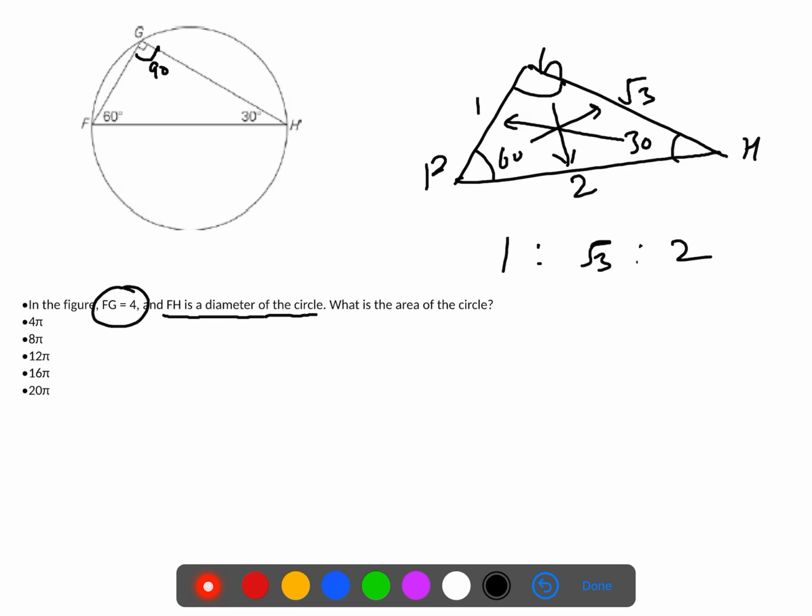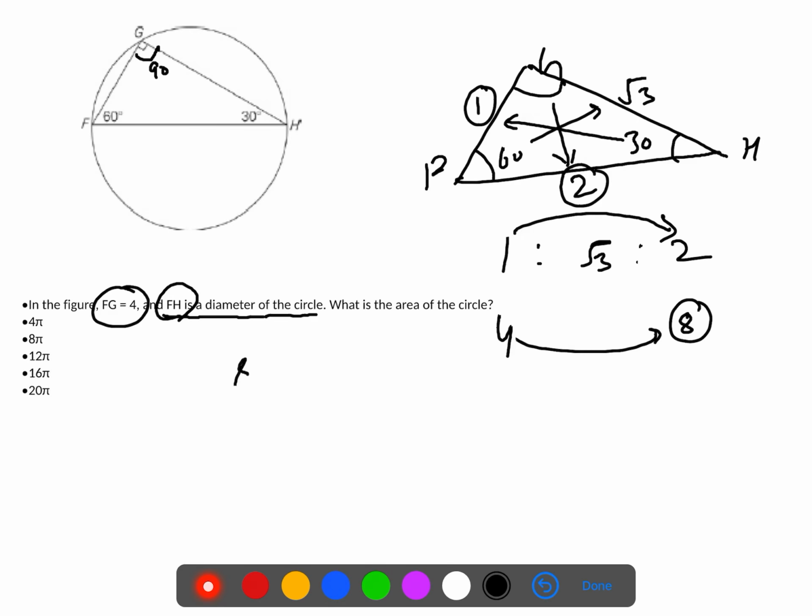Given to me is FG, which represents 1. What I need is FH, which represents 2. Double the ratio, so it will be 8. So the radius becomes 4. Area of the circle becomes pi r square, that is 16 pi.